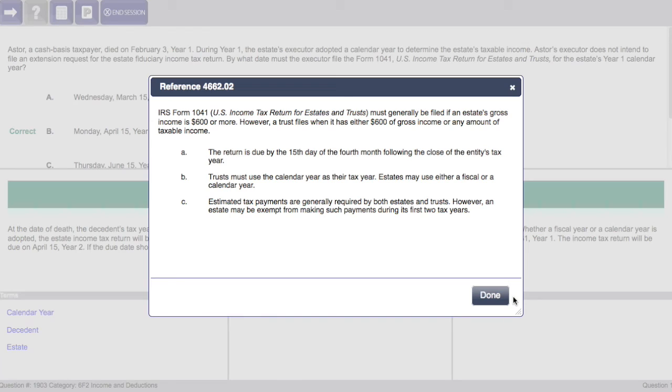Trusts must use the calendar year as their tax year. Estates have the option of a fiscal or a calendar year. So that's something else that you could have picked up in this question. A trust has to use a calendar year. Estates have the option. And estimated tax payments are required by estates and trusts, but they may be exempt.